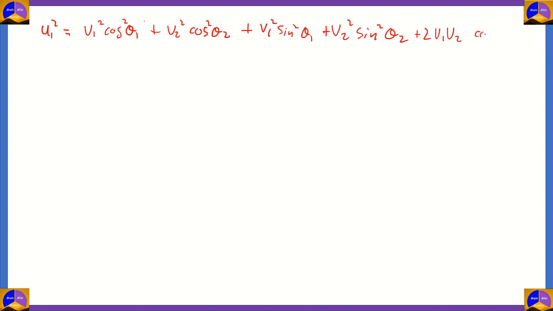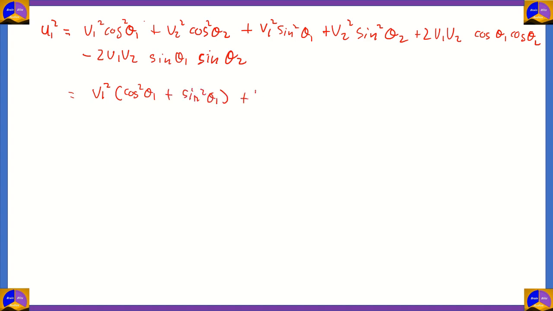v1 v2 cos theta 1 cos theta 2 minus 2 v1 v2 sine theta 1 sine theta 2. So over here we can take v1 squared common. You would get cos squared theta 1 plus sine squared theta 1, plus v2 squared as common, so you'll get cos squared theta 2 plus sine squared theta 2. Now both of these brackets will be equal to 1 because sine squared theta plus cos squared theta is equal to 1. Now we take 2 v1 v2 common.